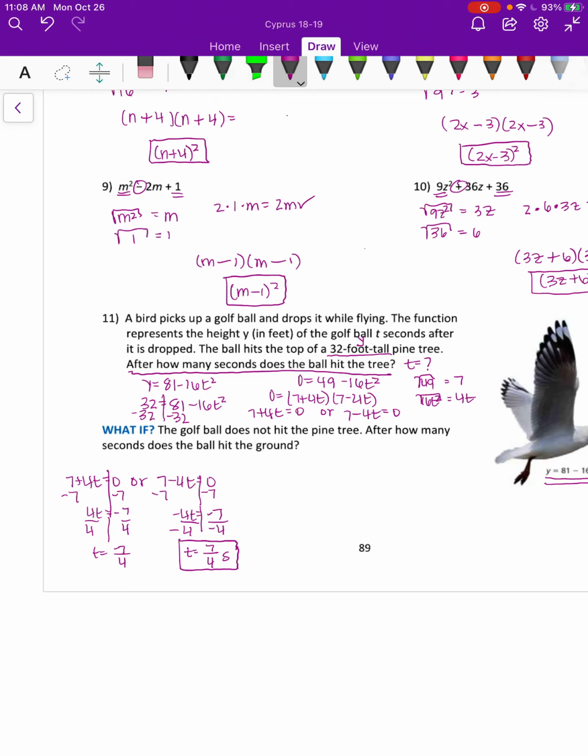Okay. So the next part, it says, what if the golf ball does not hit the pine tree? What if it hits the ground instead? After how many seconds will it hit the ground? Okay. So instead of saying that y is 32, if we're hitting the ground, that means that our y is 0. So I'm going to take my original equation again, 81 minus 16t squared, and instead of setting it equal to 32 or y, I'm just going to set that immediately equal to 0.